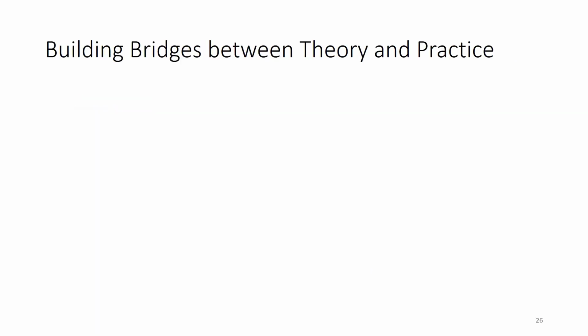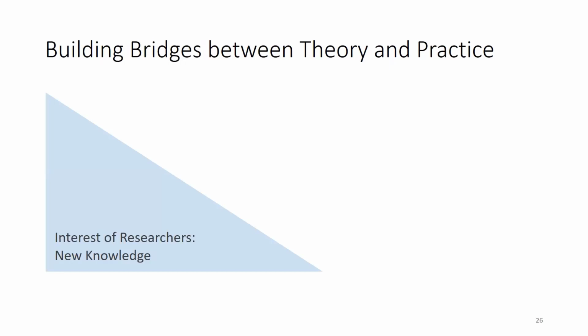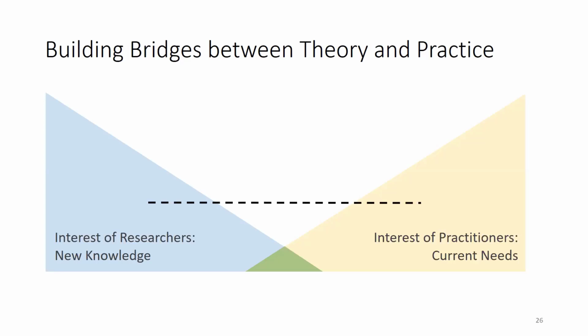The second point is the importance of building bridges between theory and practice. Building bridges is important because the interest of researchers is coming up with new knowledge, while the interest of practitioners is to meet current needs, including putting out fires and keeping the system running. And most current needs do not need to be resolved by coming up with new knowledge. So the intersection here can be very small, but if you're in this green region, the intersection, that could be the best practice-driven research. Because this region is so small, we need to build additional bridges.